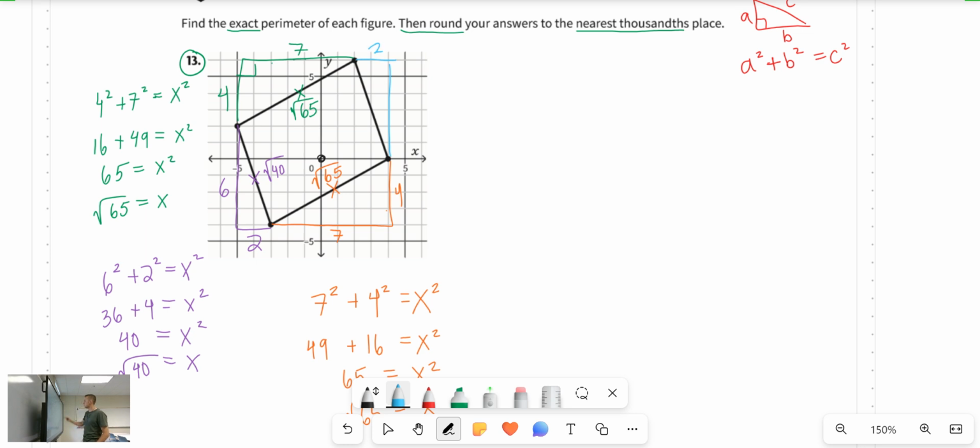It's 2 across, and then how many down? 1, 2, 3, 4, 5, 6. We've already done this, 2 and 6. We have. All right. 6 squared plus 2 squared equals x squared. You guessed it. We're using x again. 36 plus 4 equals x squared. 40 equals x squared. The square root of 40 equals x.